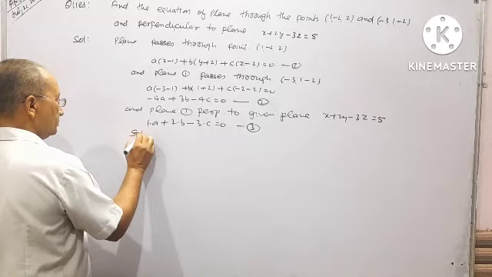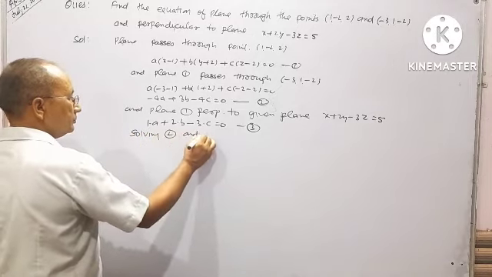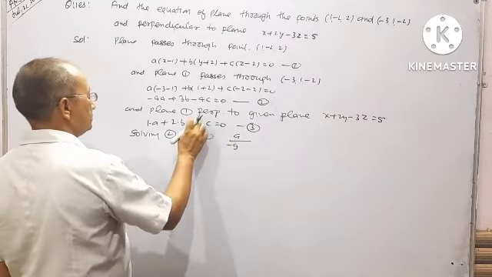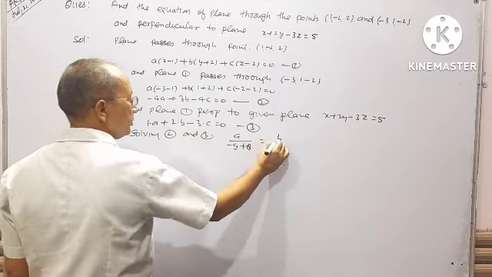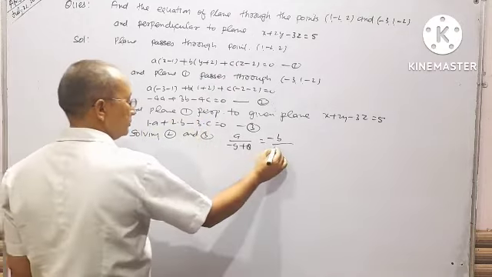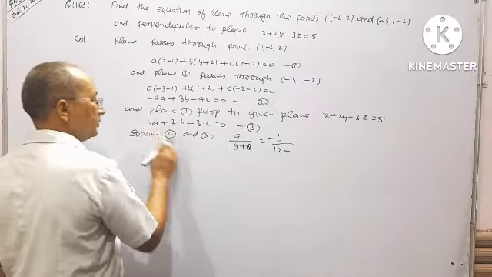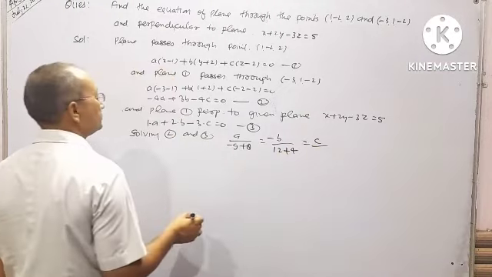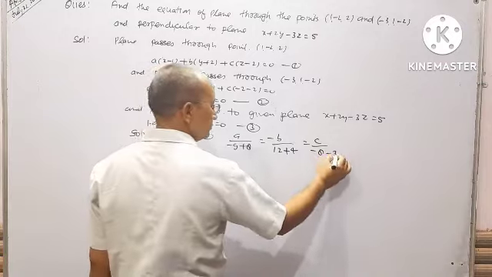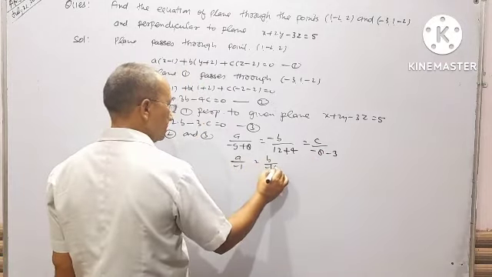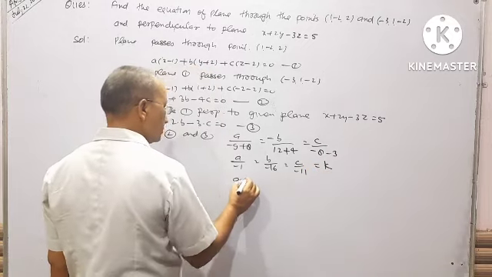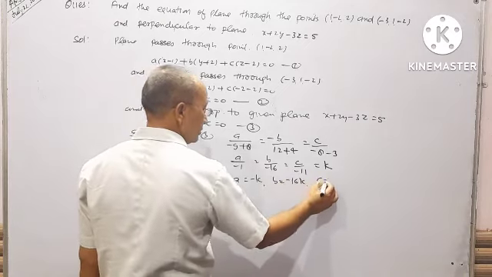Solving (2) and (3) by the cross multiplication method, a upon -9 + 8, b upon -4 + 12 + 4, c upon -8 - 3, that is, a upon -1, b upon -16, c upon -11 equals k. So a equals -k, b equals -16k, c equals -11k.